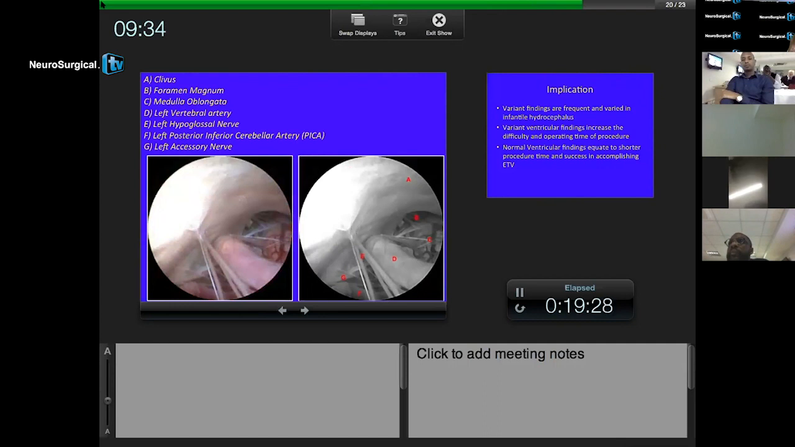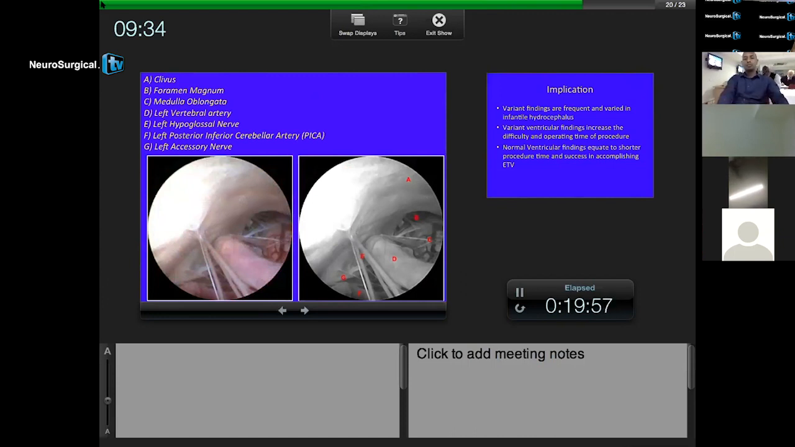You can go right down, if you have the right endoscope, to the foramen magnum. You can actually reach down to the foramen magnum and see the medulla. You can see the vertebral artery coming up towards you, and next to it are the lower cranial nerves. You can see the hypoglossal, the posterior inferior cerebellar artery there, and the 11th nerve.